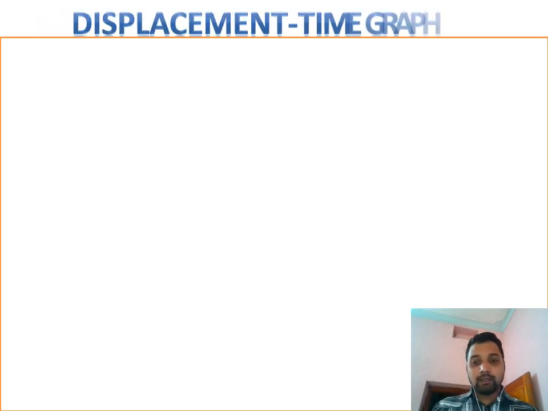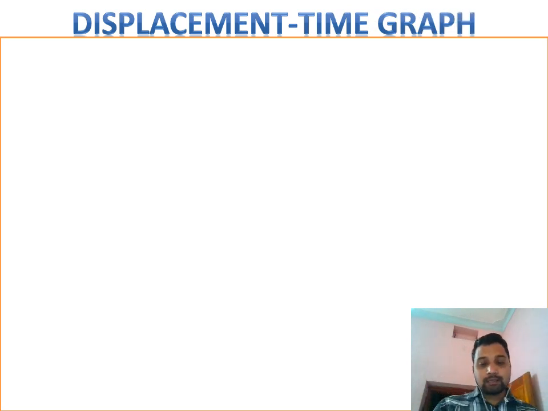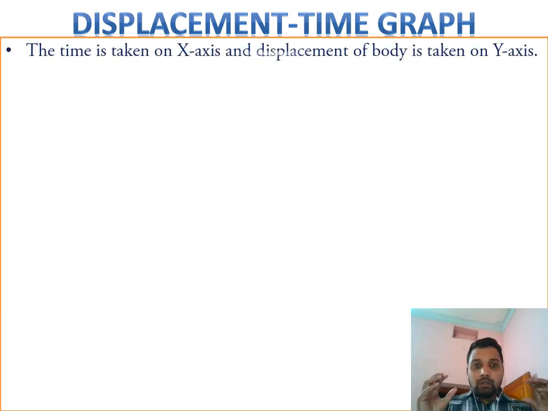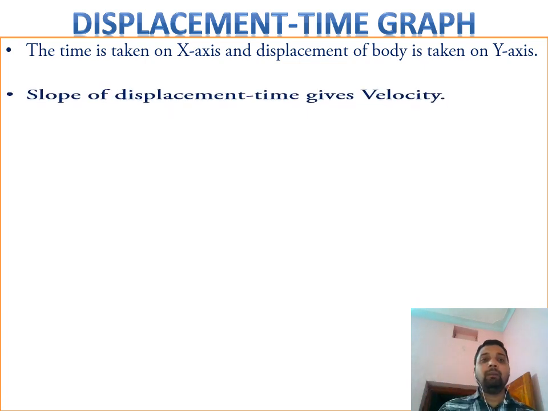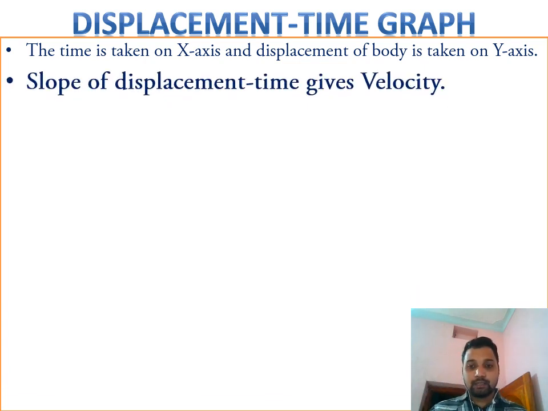In the case of the displacement time graph, displacement is a dependent, derived quantity, so it is always taken on the y-axis, but time, which is independent and fundamental, is always taken on the x-axis. To find the slope, take the change in the displacement axis, or y-axis, to the change in the time axis, or x-axis. The slope of the displacement time graph gives velocity, because velocity is displacement by time, and velocity has the SI unit meter per second.